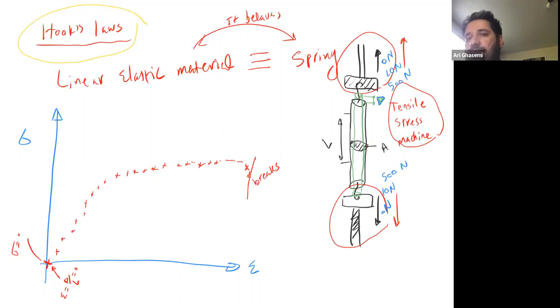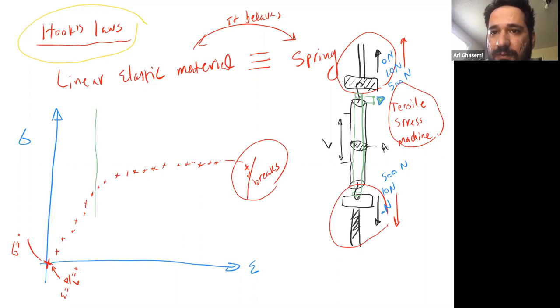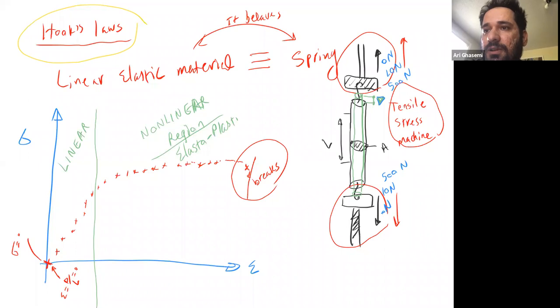The specimen breaks. So what happens here, this is probably the most intuitive part, where you say, well, if I continue loading, it's going to break. And yes, you're right. If you continue loading, it's going to break, right? But look here, we have two separate regions. The linear region, and the rest of it is called non-linear, the elastoplastic region. Some people call this the proportional region.